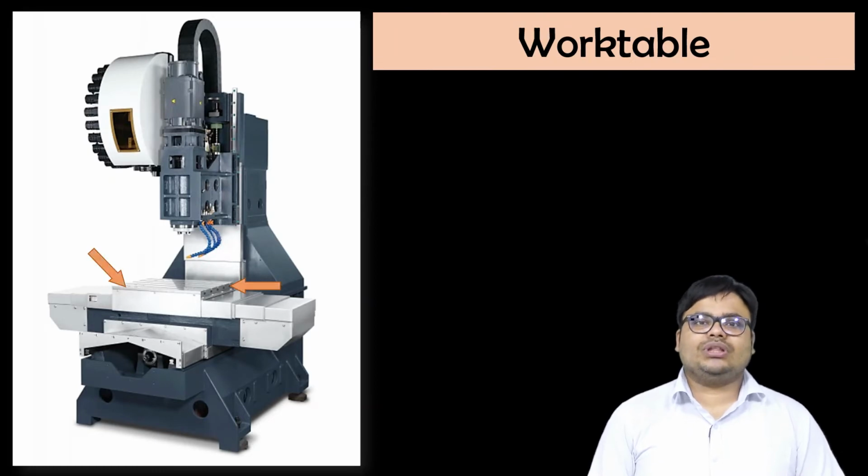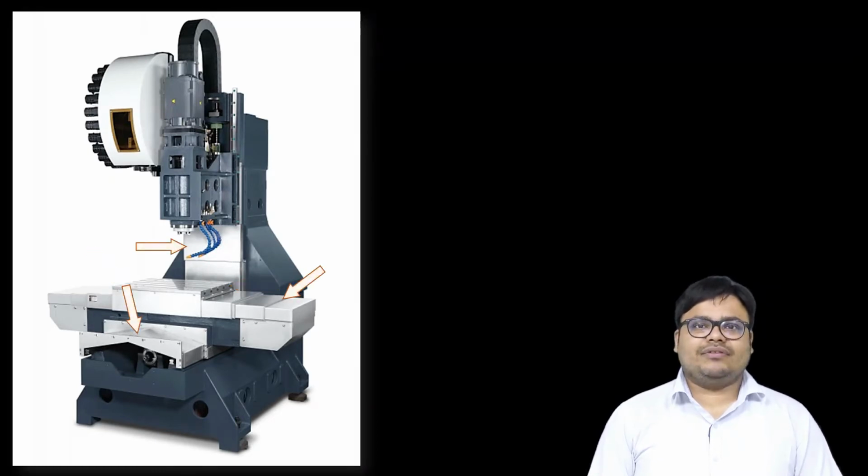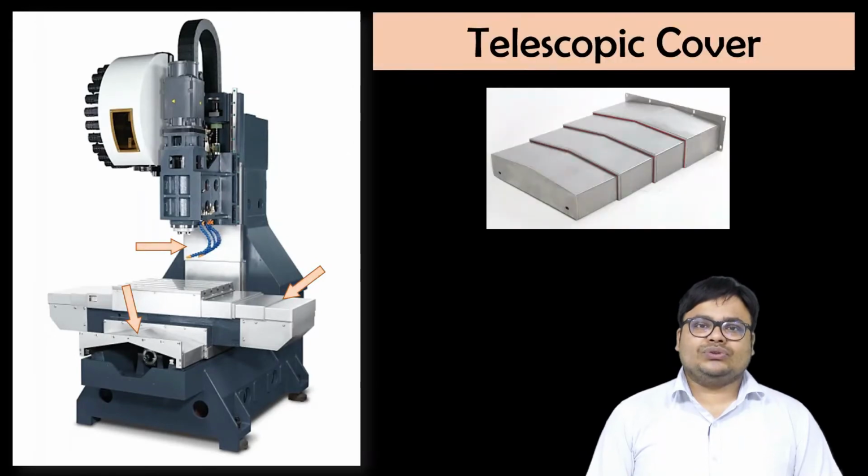Then moving on to this attachment, this is the telescopic cover. There are lead screws, and to protect these lead screws from dust, dirt and chips, this cover is used. This is known as the telescopic cover. On the x-axis, y-axis and z-axis, on all three axes, these types of telescopic covers are used.